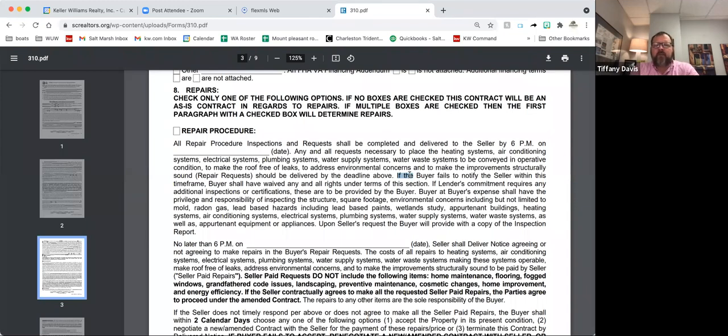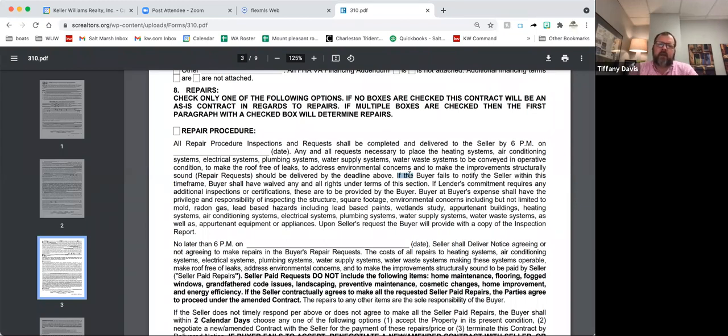And the buyer at buyer's expense shall have the privilege and responsibility of inspecting the structure, square footage, environmental concerns, including but not limited to mold, radon gas, lead-based hazards, including lead-based paints, wetland study, buildings, heating systems, air conditioning systems, electrical, plumbing, water supply, water waste, as well as pertinent equipment or appliances. Upon seller's request, the buyer will provide a copy of the inspection report.